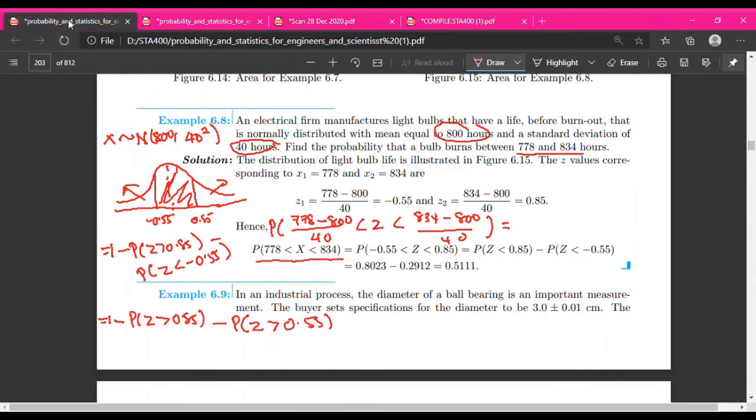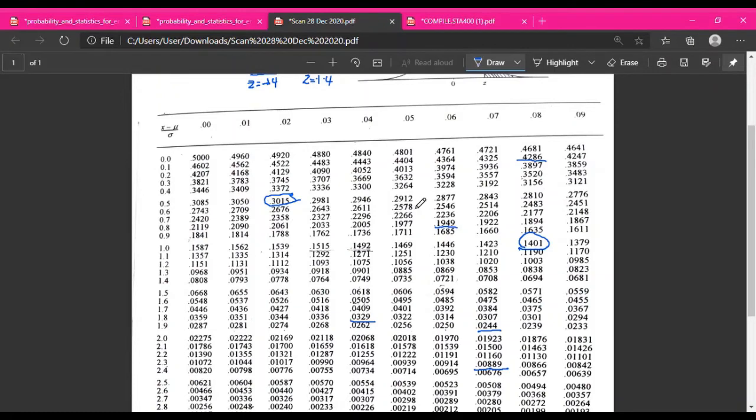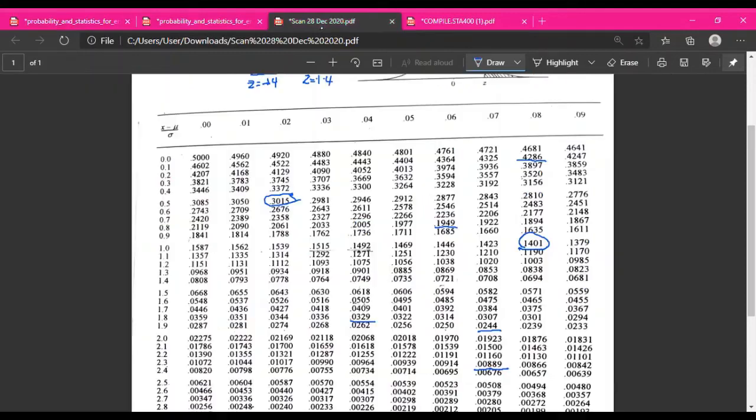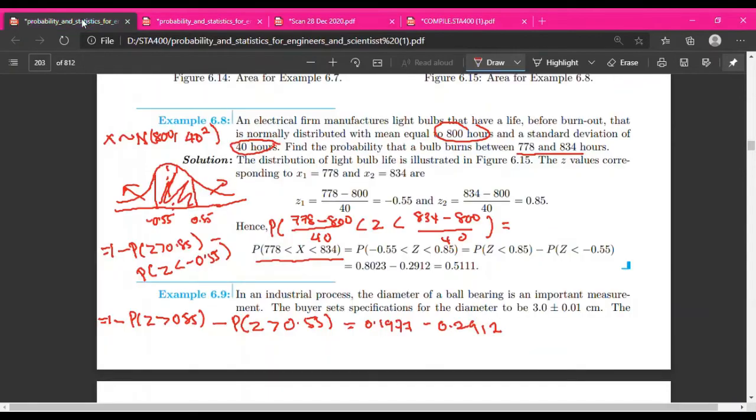0.1977 minus dengan 0.55. This one, 0.2912. 0.2912. So berapa you akan dapat? Is it true? I ambil tadi 0.85. Yes. Oh sorry, 1 minus, right? 1 minus kat kita ni. Kan saya tertinggal ni. So it will be 1 minus.